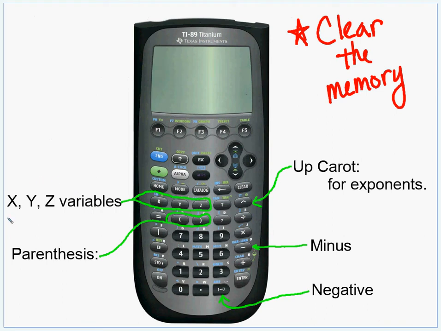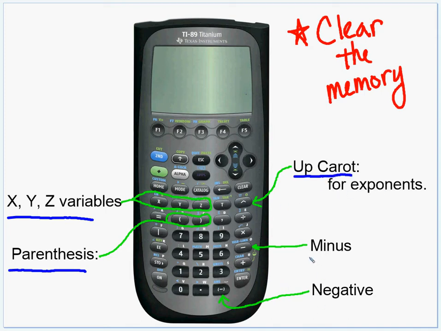Here circled are the x, y, z variables. Usually we use x, but there's other variables available. Parenthesis, make sure we know where those are. We have our left and right parenthesis. And right next to that here's the comma key. Once in a while we'll need to put a comma in there. We've got the up caret to put exponents in.